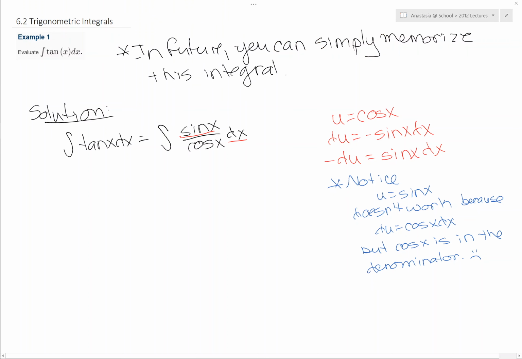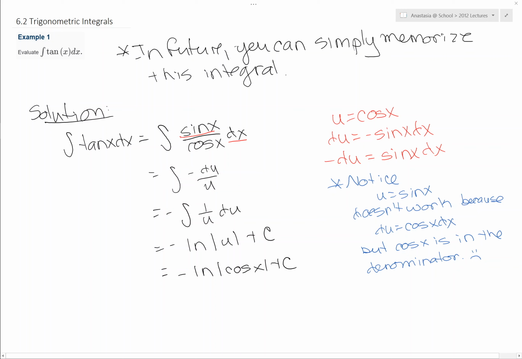So now, going back to our integral, we are going to have the integral of negative du over u, or we can pull the negative out, so we end up with negative integral of 1 over u du, and we know that is natural log. So we're going to have negative natural log absolute value of u. Of course, remember to add our plus c. Substituting back in for u, we are going to get negative natural log absolute value of cosine of x plus c. So this is one of the antiderivatives of the tangent of x.